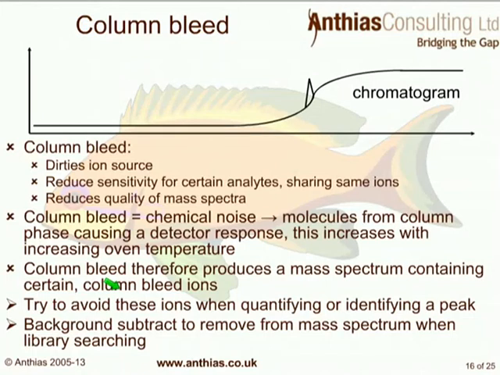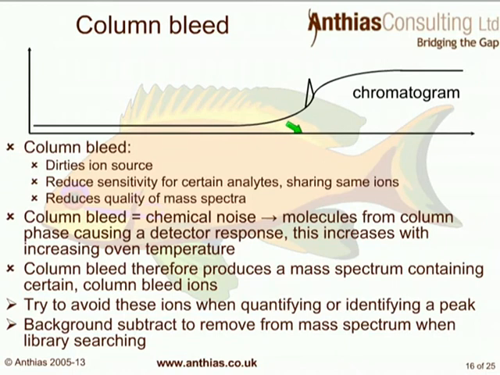So column bleed. As the temperature increases in the GC, the oven temperature program goes up through the run, we will generally get a higher increase in the amount of bleed. All analytical columns bleed all of the time, but the amount they bleed depends very much on the temperature of the GC oven. Column bleed will dirty the ion source in the mass spectrometer. Therefore, it will also reduce sensitivity, particularly for certain compounds showing the same ions as the column bleed ions.